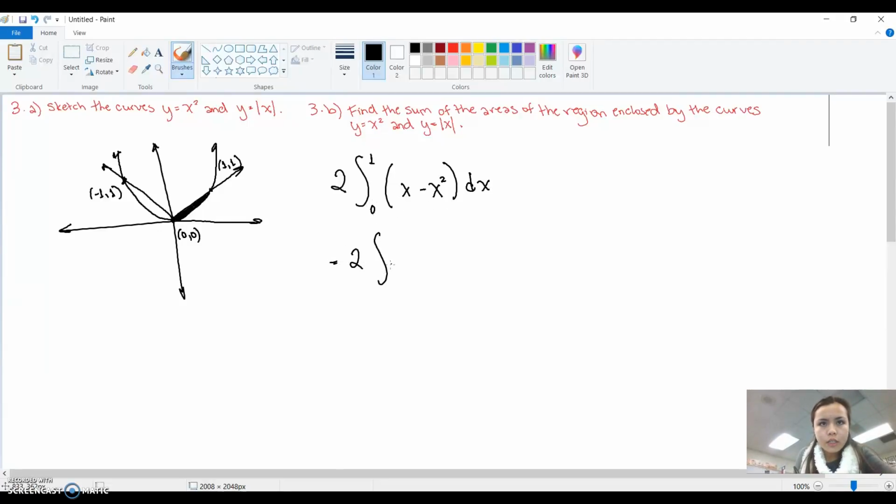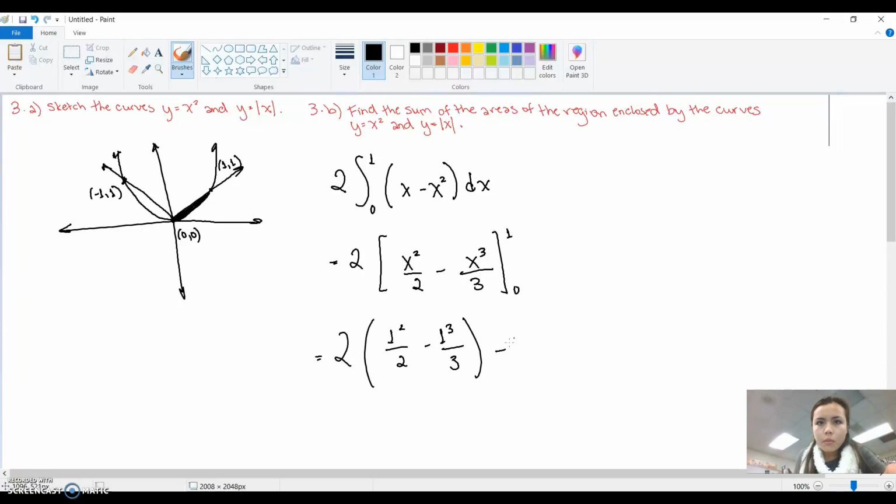Okay, so if we find the integral of that, the integral of x is x squared over 2, and the integral of negative x squared is negative x cubed over 3. And that's from 0 to 1. So we just plug those numbers in, 0 and 1. We first plug in 1: 1 squared over 2 minus 1 cubed over 3, minus 0 squared over 2 minus 0 cubed over 3.